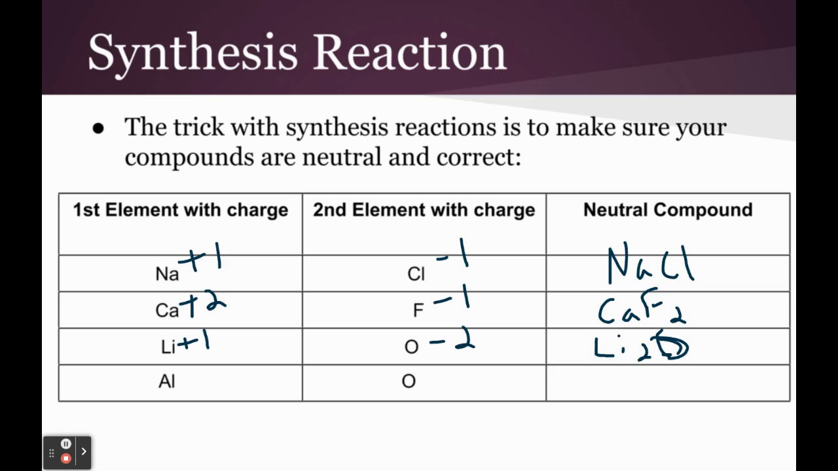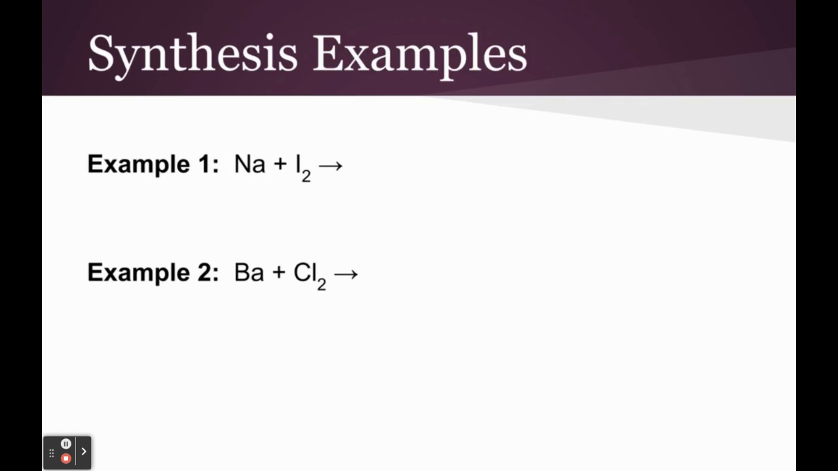Okay. Aluminum has a charge of +3, oxygen has a charge of -2. So to make this a little bit easier to figure out, you can write them next to each other. Aluminum has +3, oxygen has -2. So you just want to cross the numbers and drop the charges when you write the formula. So you should get Al2O3.